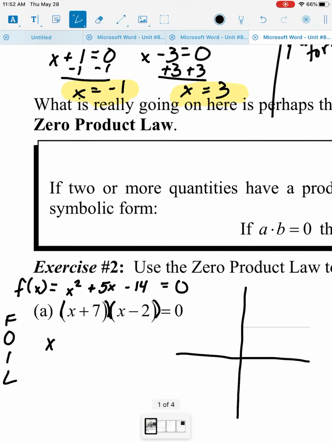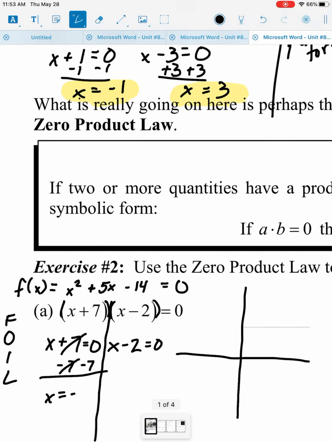The next step would be to solve for x. We'll set both of these binomials equal to 0, and then just solve it like a regular old equation. So I'm left with x is equal to negative 7. There's one of my zeros. And x is equal to 2. There's another 0.